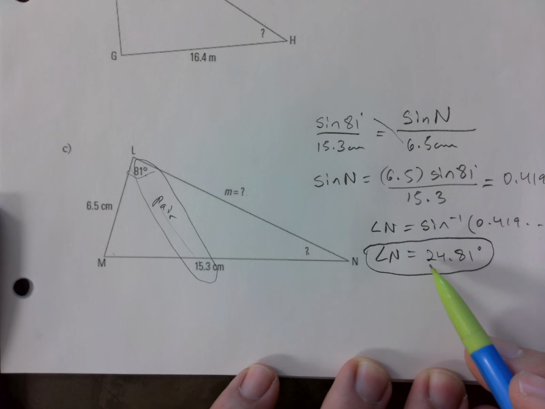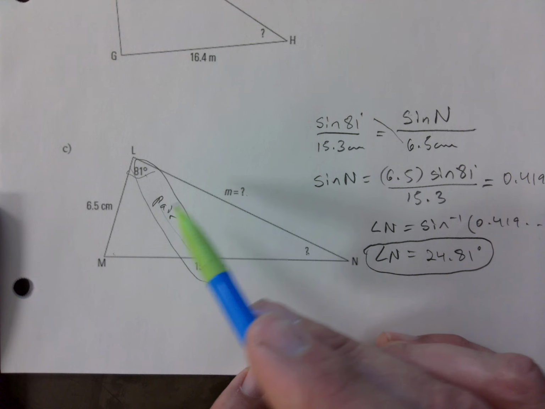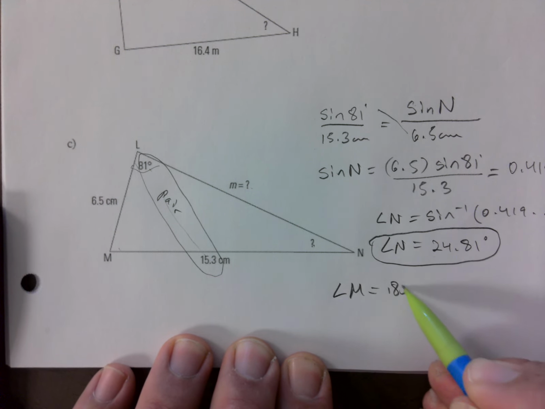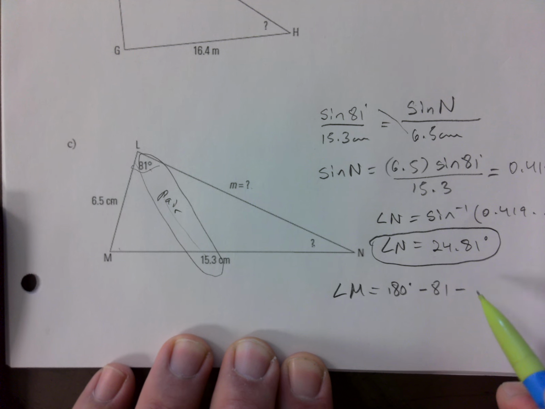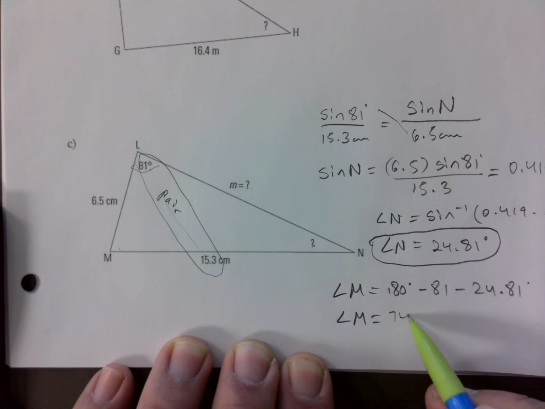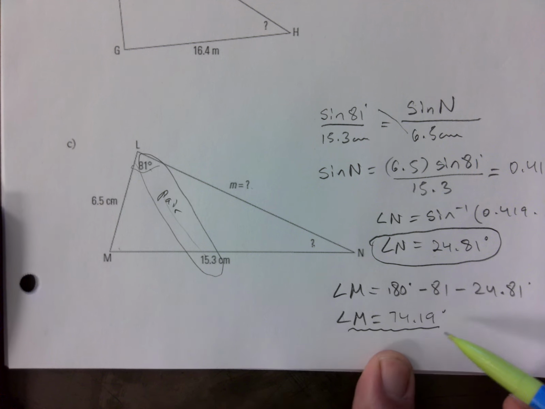As soon as you find that second angle, I would find the third angle, M, which will then allow you to solve for the side across from it. So angle M is 180 minus 81 minus 24.81. Sum of triangles equal to 180, right? And that gives me 74.19. Important, not an answer, but it's important, right?